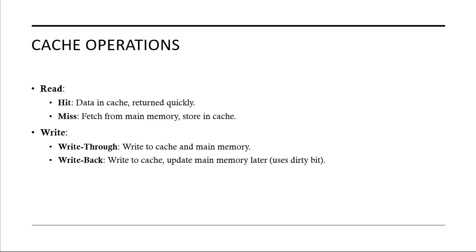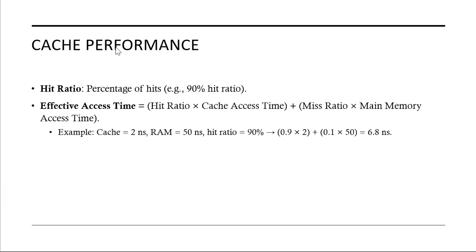So for the next is the cache performance. For the cache performance here, we can see the formulas. The hit ratio is the percentage of hits. So it's a percentage of success, something like that, because when the CPU goes to the cache and immediately gets the data, it's a hit. But when it doesn't, it's a miss.